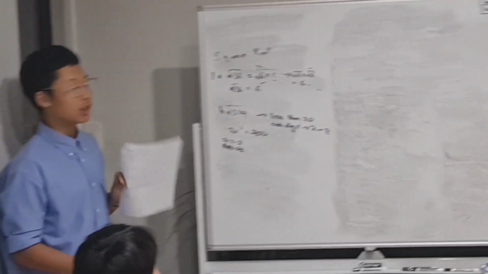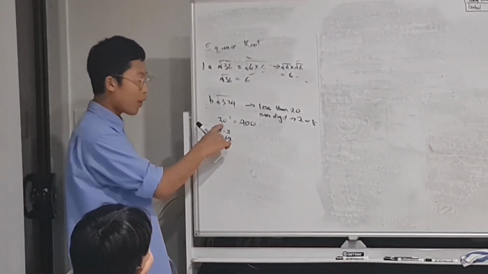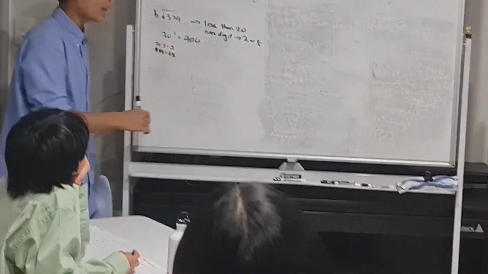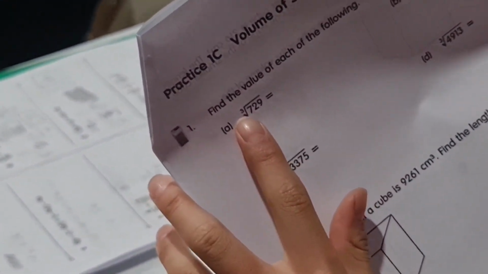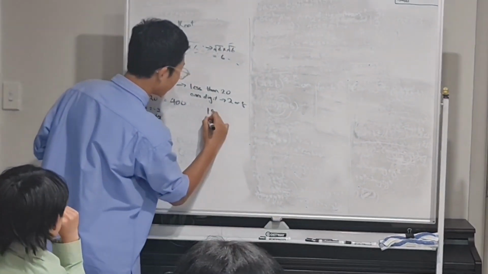So now we do the guess and check method. What's the first number less than 20 that has a ones digit of 2 or 8? 18. 18 is the next number. So what's 18 times 18?